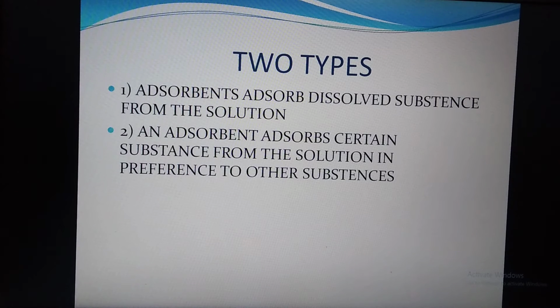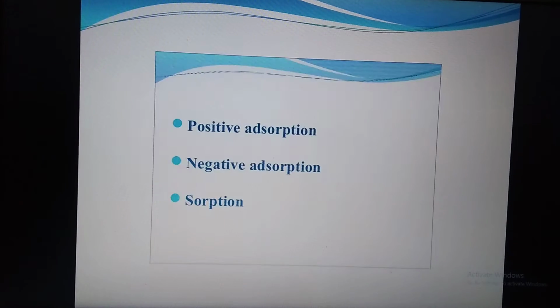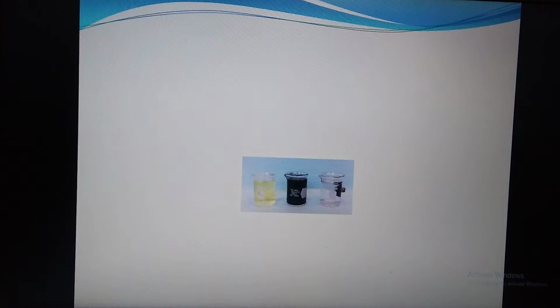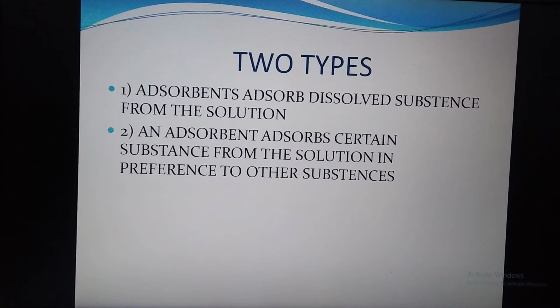There are two types of adsorption: positive adsorption and negative adsorption. First, I will talk about the first thing: adsorbents adsorb dissolved substances from the solution.